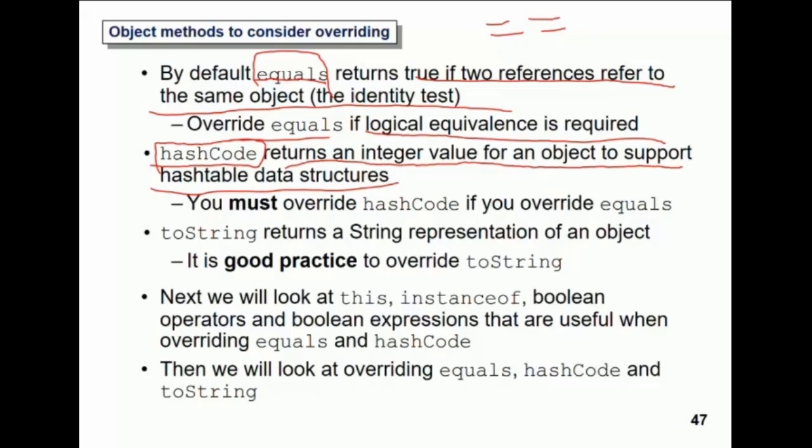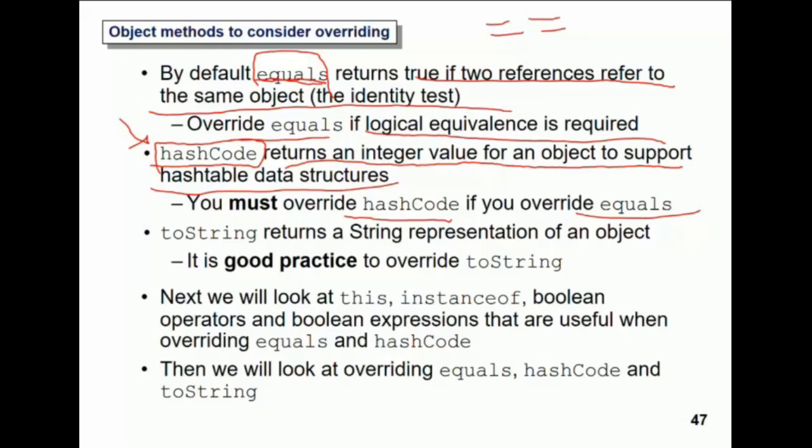If you override the equals method, then you must override the hashCode method as well. If you don't do that, then you'll get very, very strange results. It'll run, but you'll get some very, very strange behavior. So you must override hashCode if you override equals. Okay, so we'll look at how to do that in a bit.